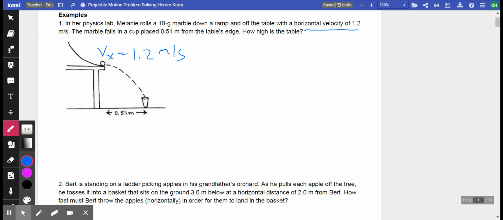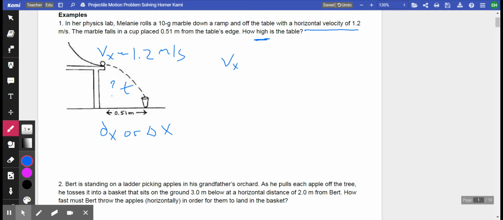The ball falls in a cup and it is 0.51 meters away. So this is our distance in the x, or you could say it's your delta x. Either way you want to do it. They want to know how high is the table. So first thing we need to do is figure out the time that it takes for it to fall. So we want to know what is the time to fall.